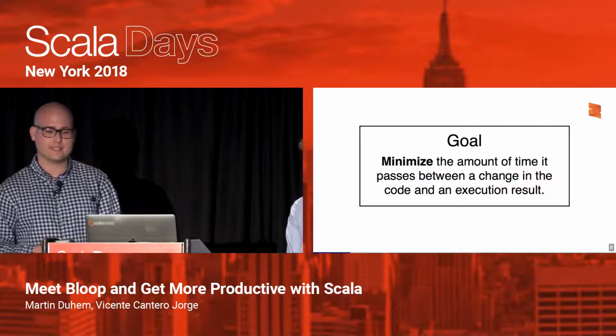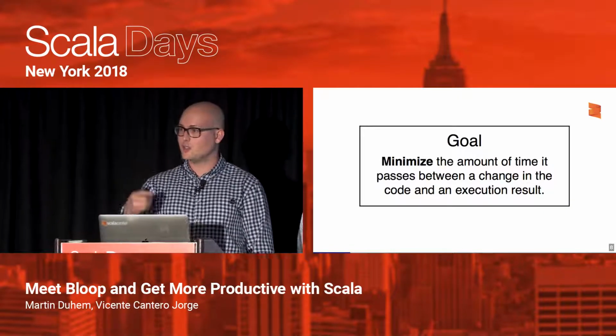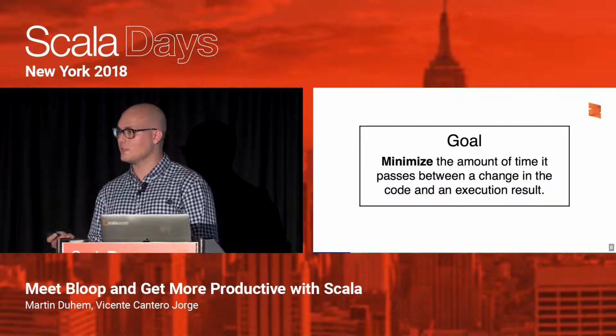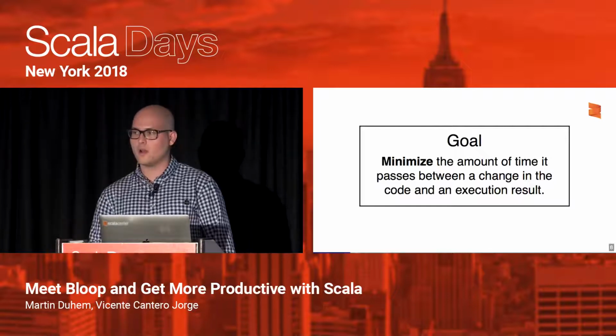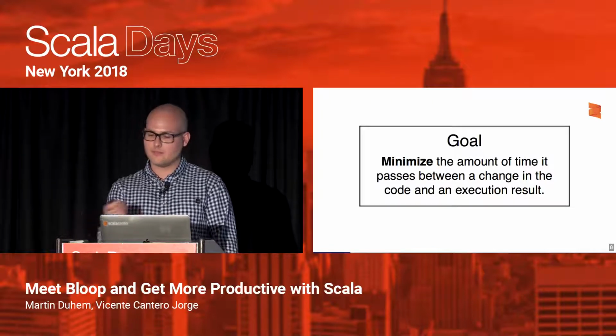So the goal here is to minimize the amount of time that passes between a change in your editor, a change in the code, and an execution result. That execution result can be a compilation result, or a test result if you are testing one or several tests, right? And what Bloop tries to do is to minimize that amount of time.